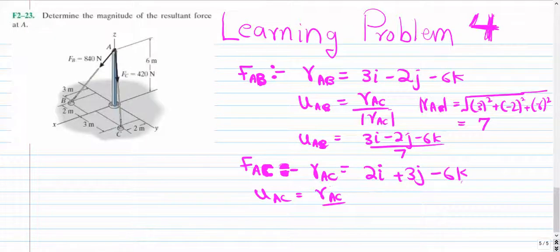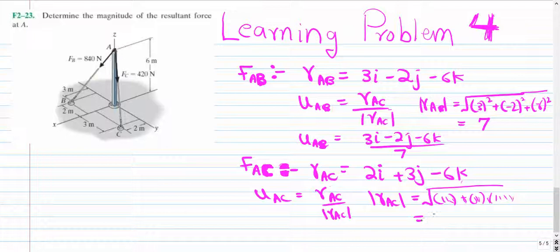Okay, so now to find the unit vector, we'll divide the position vector AC by its magnitude. So we must find the magnitude first. And once we solve for the magnitude, we get 7 once again. Okay, so now that we have the magnitude, we can find UAC, and that is equal to 2i plus 3j minus 6k all over 7.